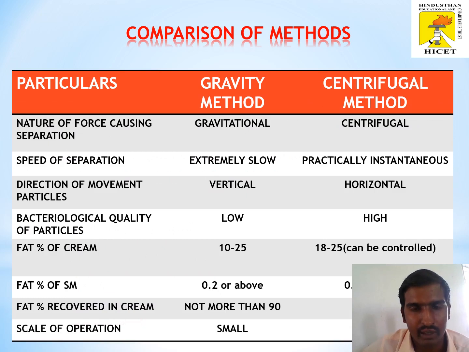So this is the comparison of the methods. The gravitational method and the centrifugal method have their own advantages, but compared to the gravity method, the centrifugal method is more efficient, rapid and continuous. You can obtain a higher efficiency of separation of the fat from the water, and you can recover a higher fat percentage in the cream compared to the gravitational method.